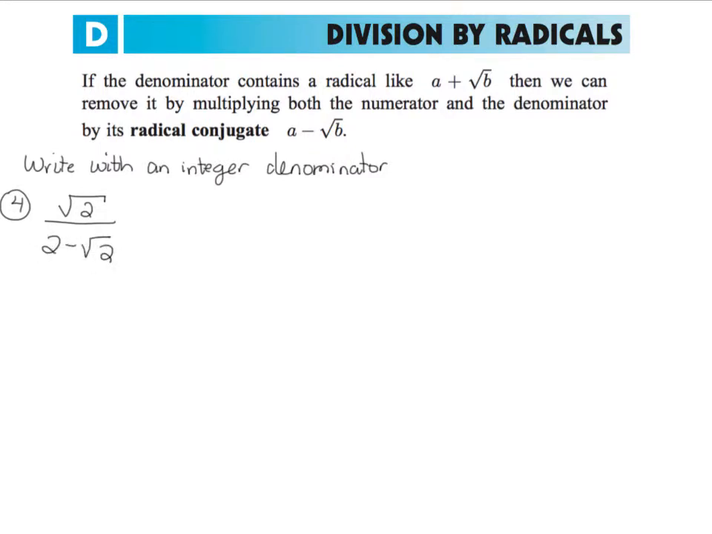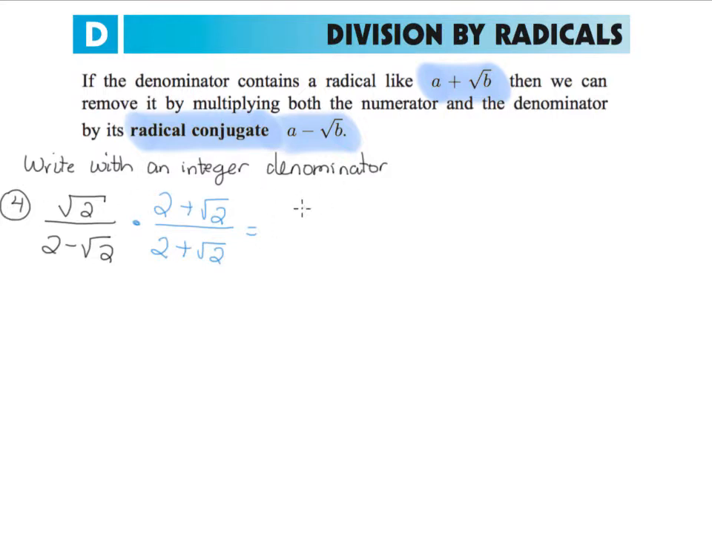Looking at example 4, we have 2 minus the square root of 2, which is in the form of a minus the square root of b. So I need to multiply it by its radical conjugate, a plus the square root of b. Since I have 2 minus the square root of 2 in the denominator, the radical conjugate would be 2 plus the square root of 2. And what I do to the bottom of a fraction, I must also do to the top. So I'm multiplying the top and bottom by 2 plus the square root of 2.